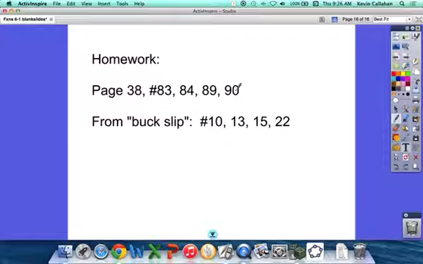I call it a buck slip because I cut it out. In the military, we had a little piece of paper like that, and you hand it out. Call that a buck slip.